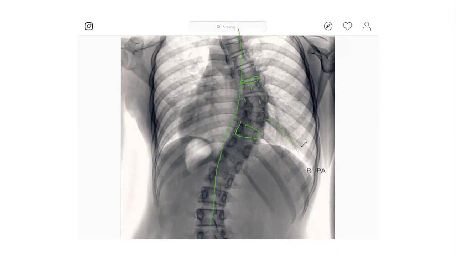Here you've got the ribs. And here you've got the connections between the vertebrae. So you've got superior articular process, inferior articular process, okay?